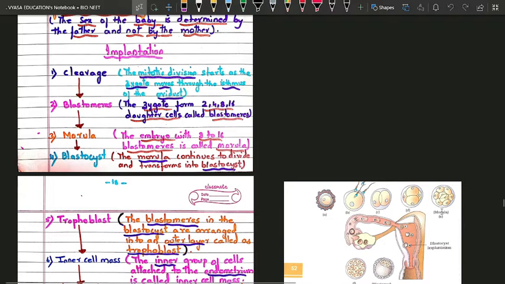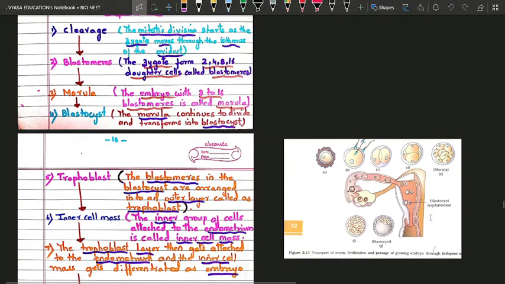Next, what happens to the morula? It becomes a blastocyst. The morula continues to divide and transforms into a blastocyst. Once the blastocyst is formed, the blastomeres in the blastocyst are arranged into an outer layer called the trophoblast.